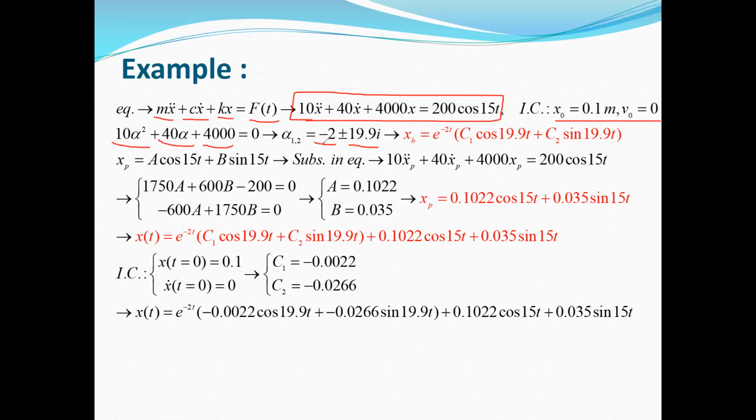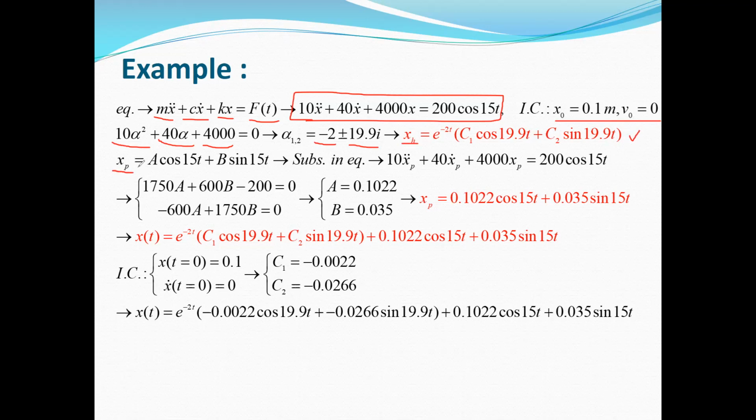So the real part is -2, and we know when the real part is negative, the response will be stable, and the imaginary part is 19.9. So the homogeneous response is exponential of the real part times t, which is -2, multiplied by C1 cosine imaginary part times t, plus C2 sine 19.9t. So this is the homogeneous response XH, and C1 and C2 will be obtained from the initial condition.